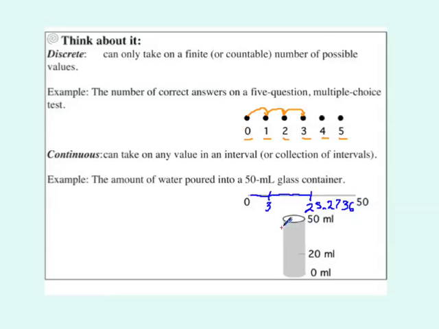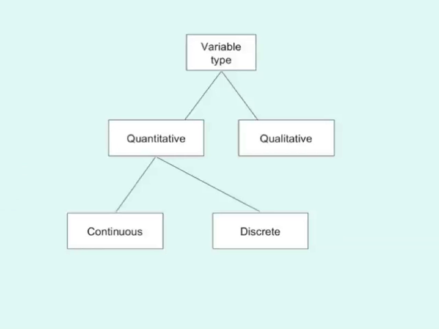So what we're saying is that any value between any two values is possible, and that it's a continuum from 0 to 50 in this case, with every possible value in between. All right, let's move on and take a look at one more representation of the data types, okay?